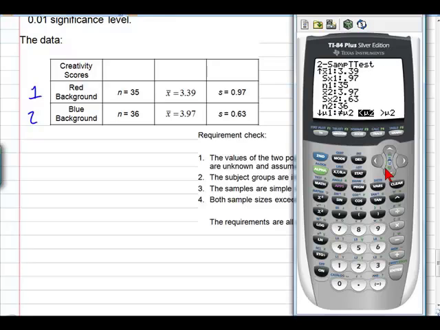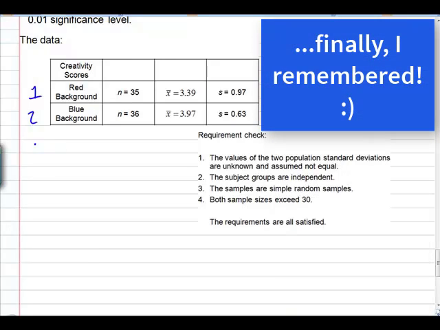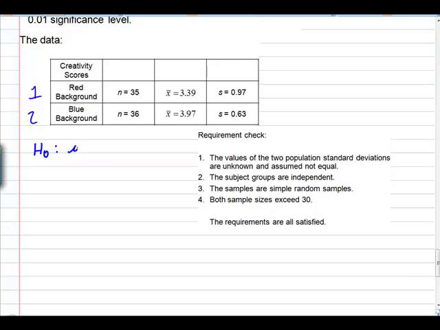And now, do we want to test the claim that's greater than, less than, or not equal to? Well, I skipped a step here. We should have written down our null and our alternative hypothesis. The null hypothesis is that the average creativity measure from group 1 is the same as it is for group 2. Our alternative would be group 1 is greater than, less than, or not equal to group 2.